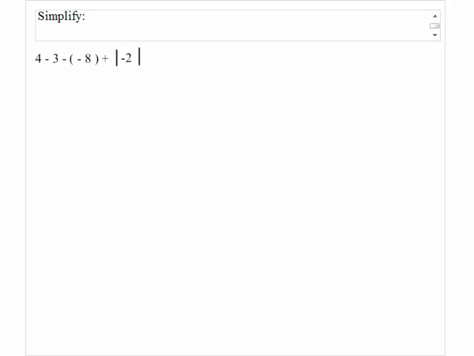Simplify. 4 minus 3 minus 8 plus absolute value of negative 2.